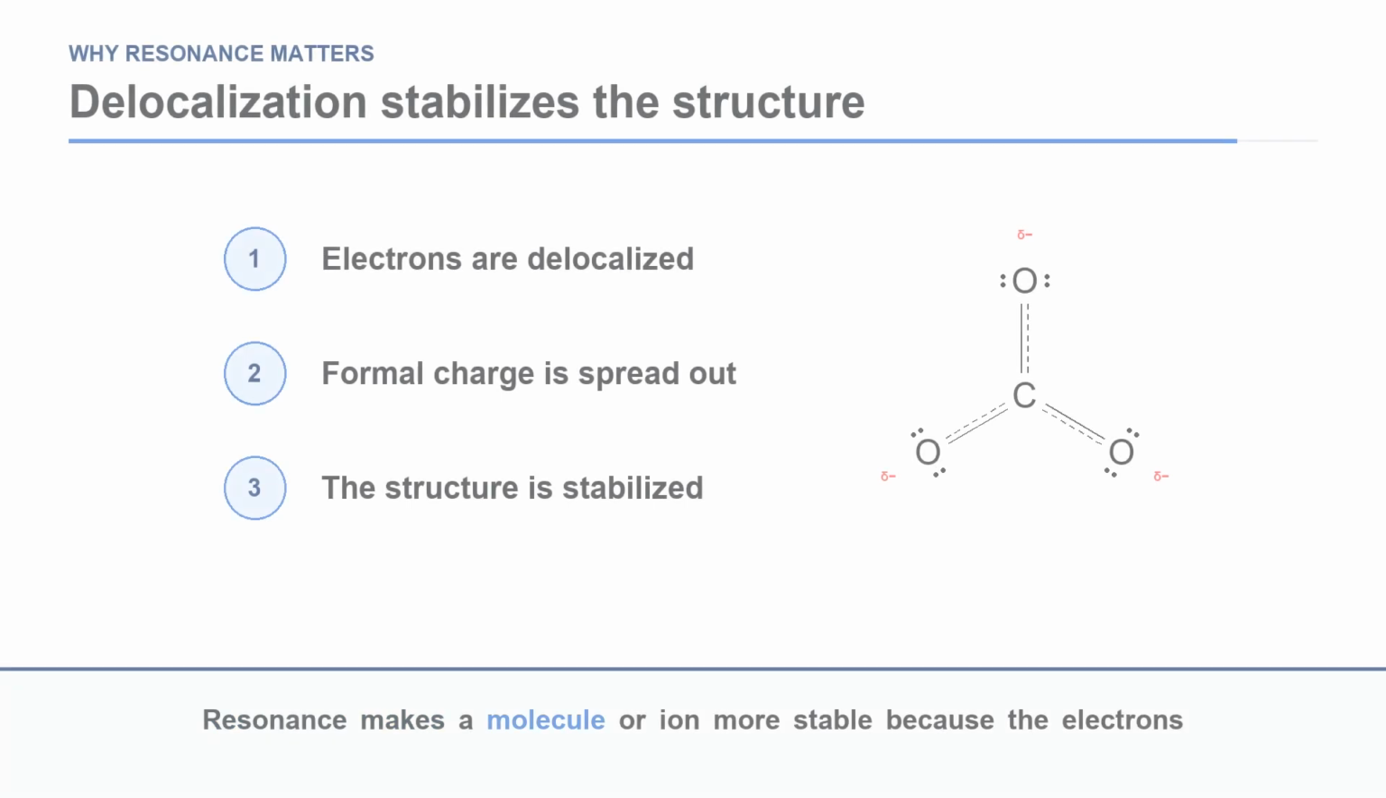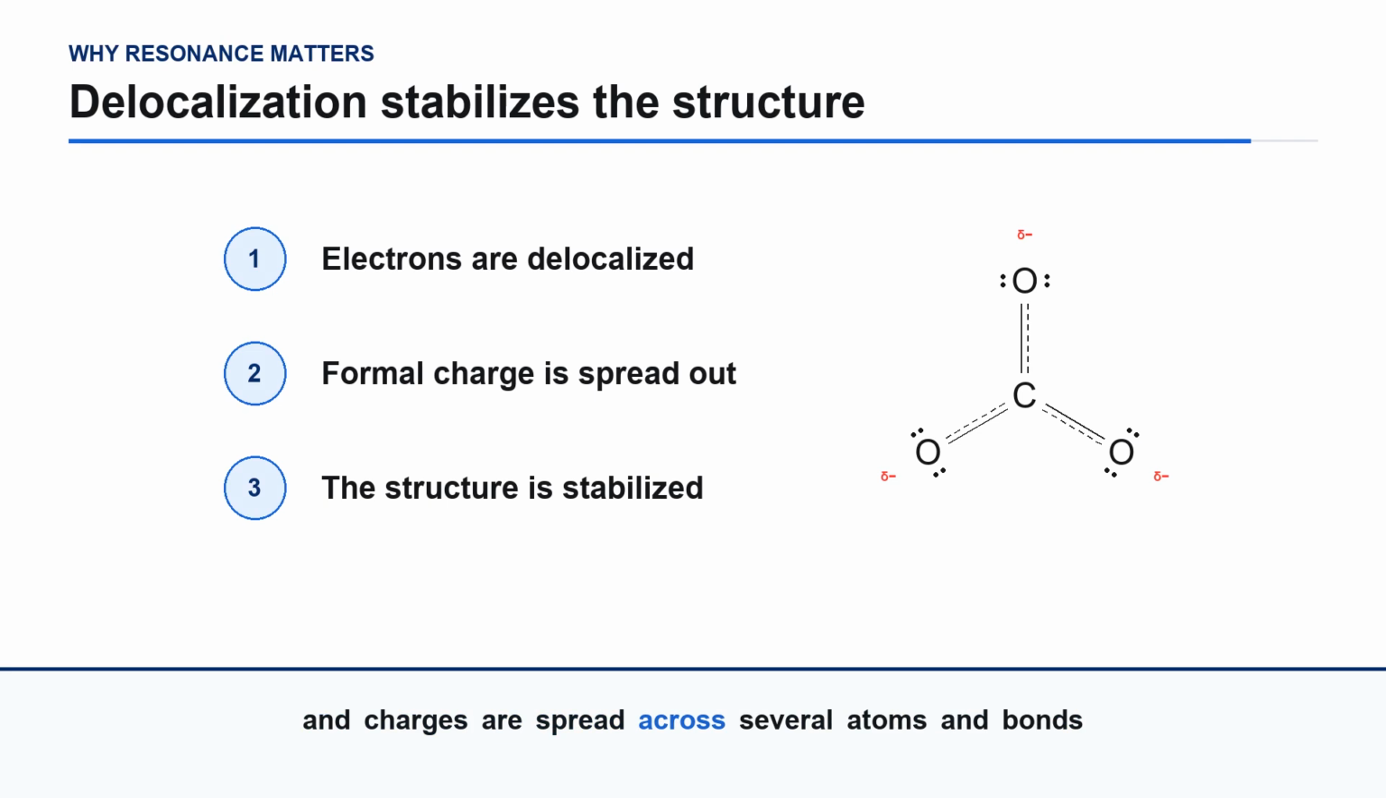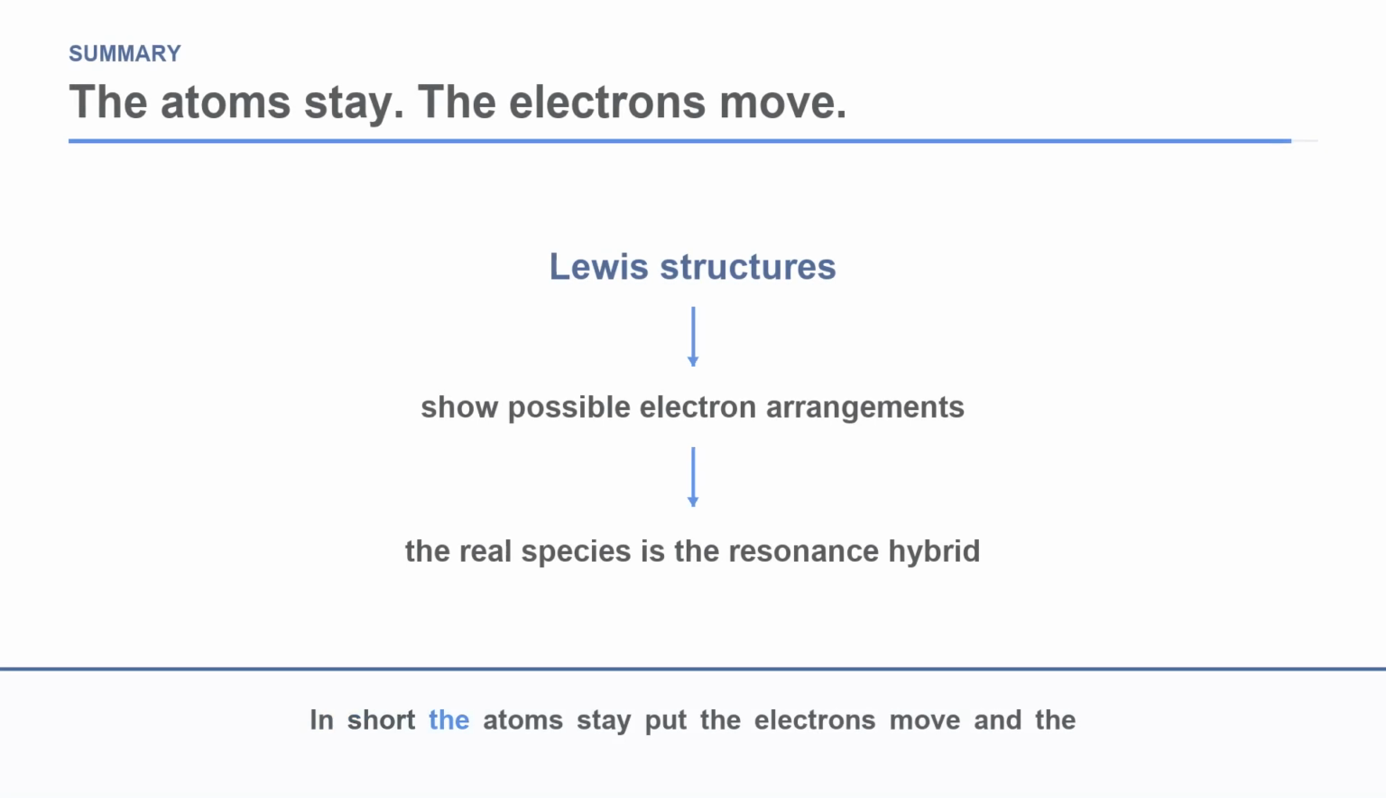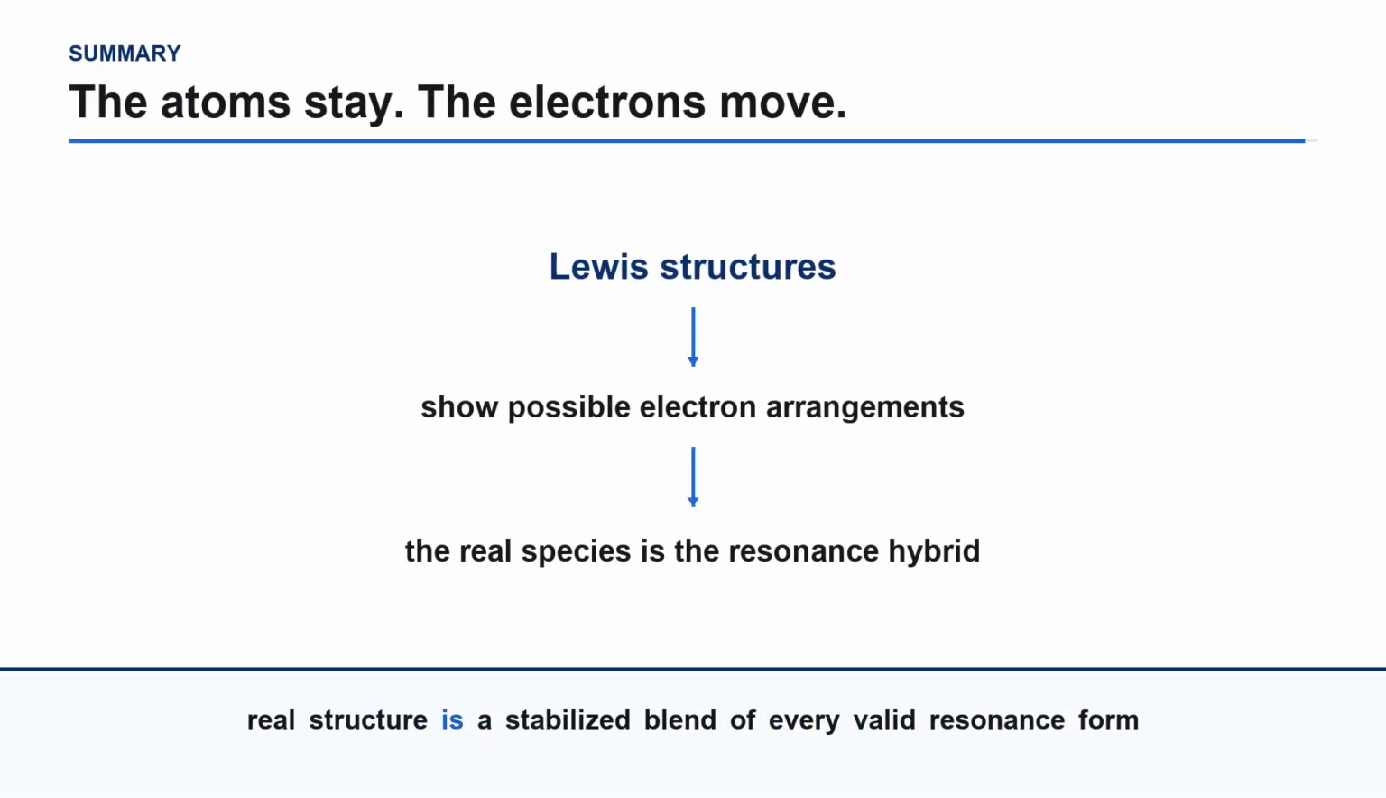Resonance makes a molecule or ion more stable because the electrons and charges are spread across several atoms and bonds. The Lewis structures show the different possible arrangements of the electrons. The real molecule or ion is represented by the resonance hybrid. In short, the atoms stay put, the electrons move, and the real structure is a stabilized blend of every valid resonance form.